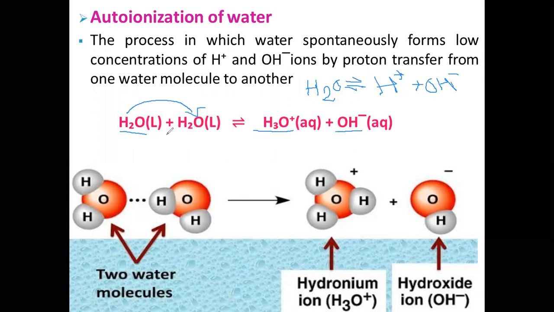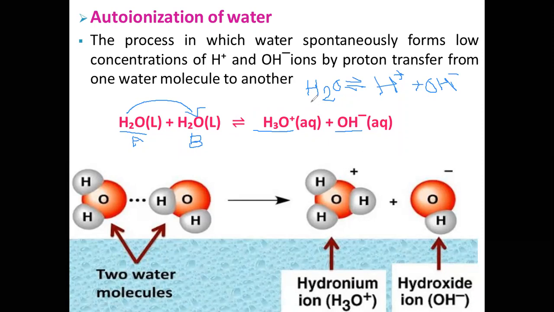According to the Lowry-Bronsted concept, the species which donates H plus ion is called an acid, and the species which accepts H plus ion is called a base. So one of the water molecules acts as an acid and the other water molecule acts as a base, and we get this hydronium ion with hydroxide ion, right?